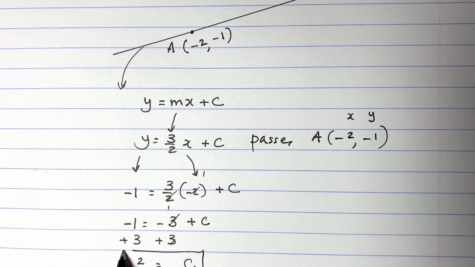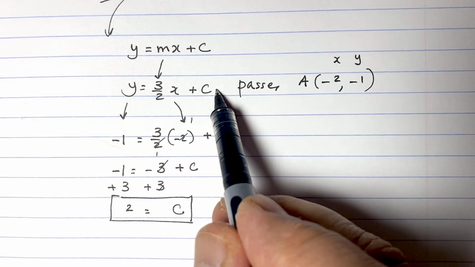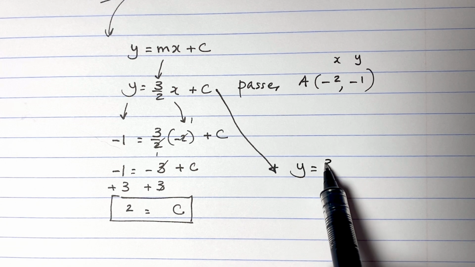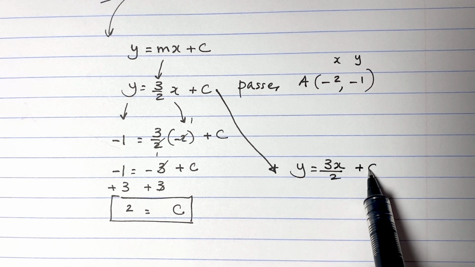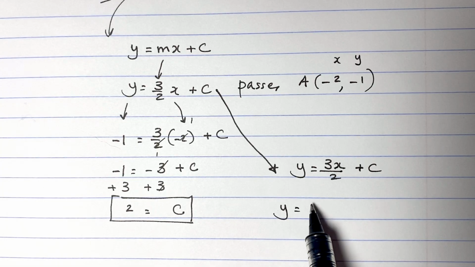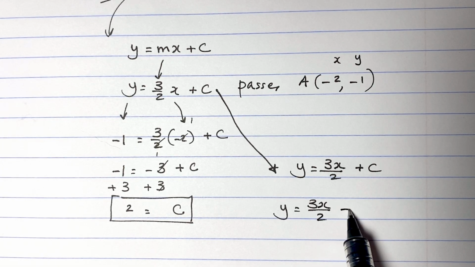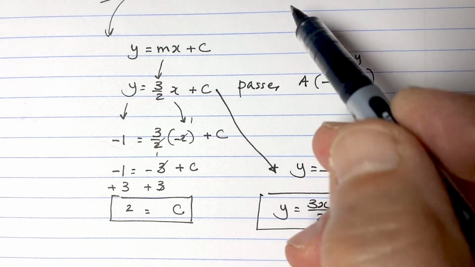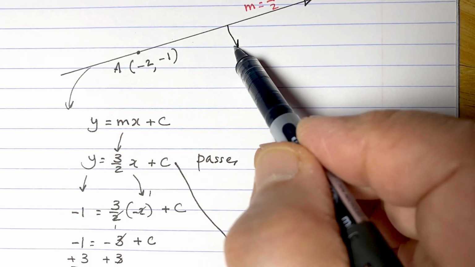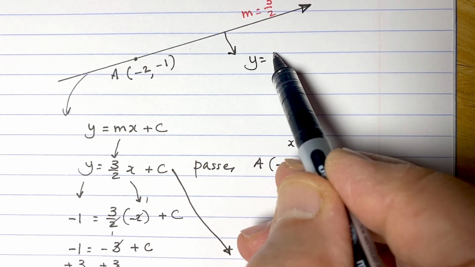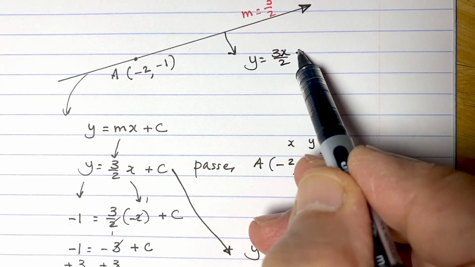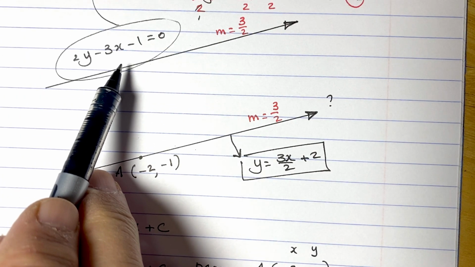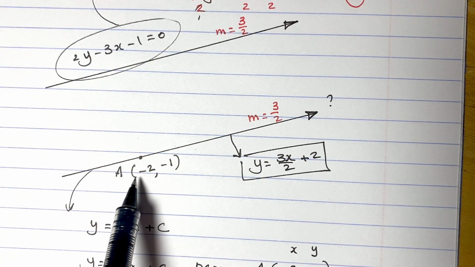To complete your answer, y was 3x over 2 plus c. Now you know c is 2. So y equals 3x over 2 plus 2. So the equation of the line which we were asked to find is y equals 3x over 2 plus 2. This line is parallel to this line, and it will go through point minus 2, minus 1.